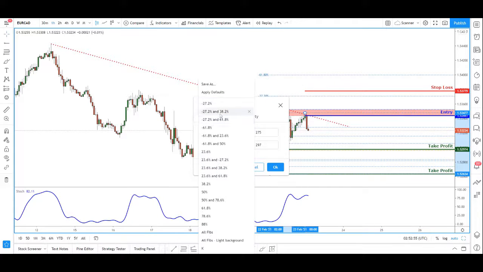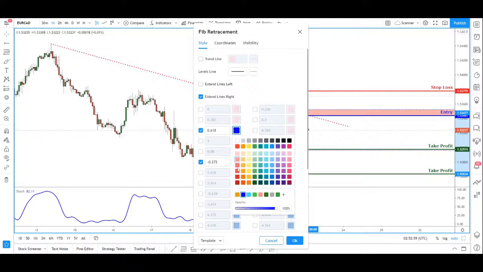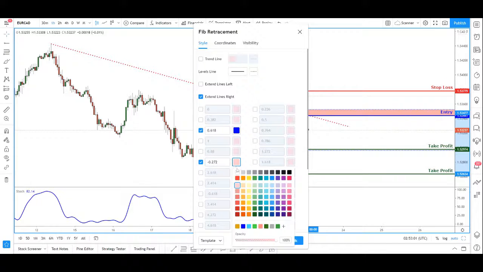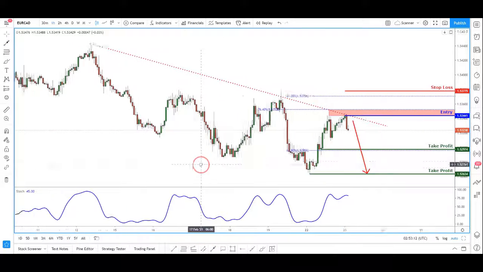Let's go ahead and select the 61.8 and negative 27.20. So these are our levels. With our partial take profit, we can wait for price to come back up to test the entry one more time before going for a short.